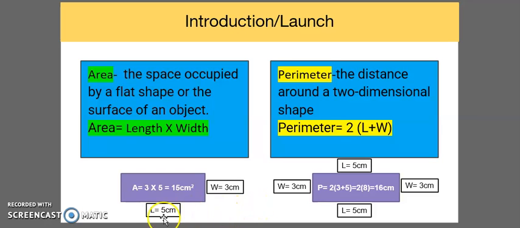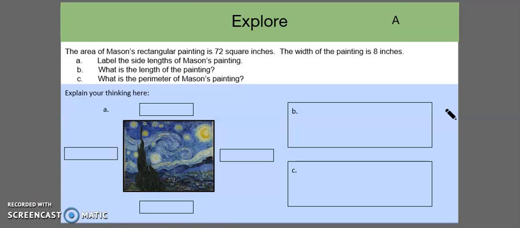Now we're going to move into our first problem. The area of Mason's rectangular painting is 72 square inches. The width of the painting is 8 inches. In this problem, we want you to label the side lengths of Mason's painting. What is the length of the painting? What is the perimeter of Mason's painting? Pause the video, think about how you would work through each of these problems, and we will compare your answers with the next slide.